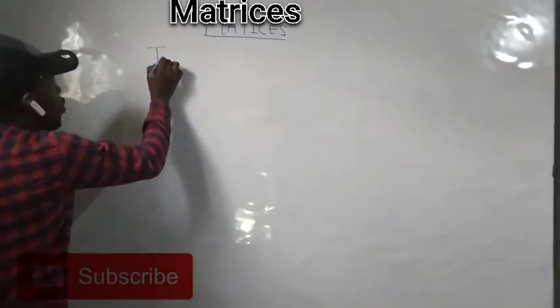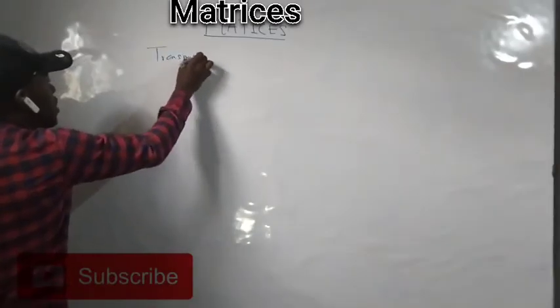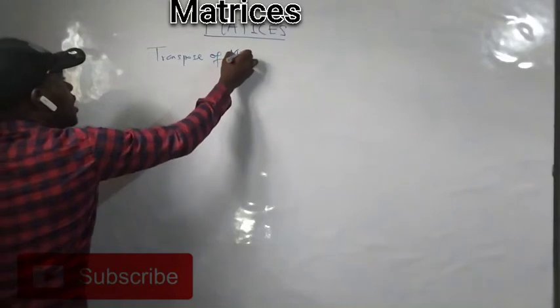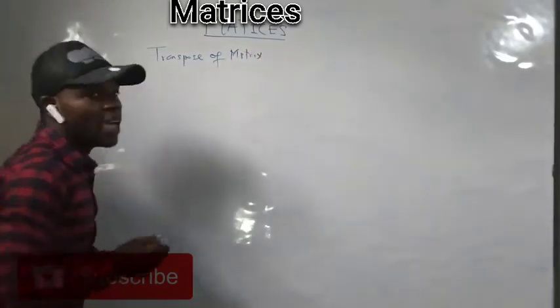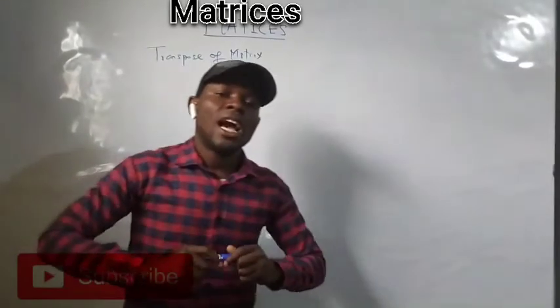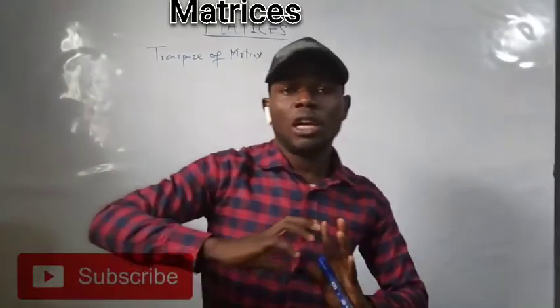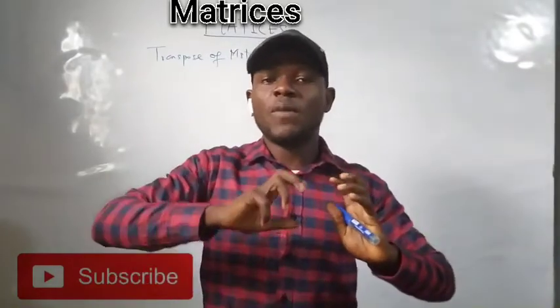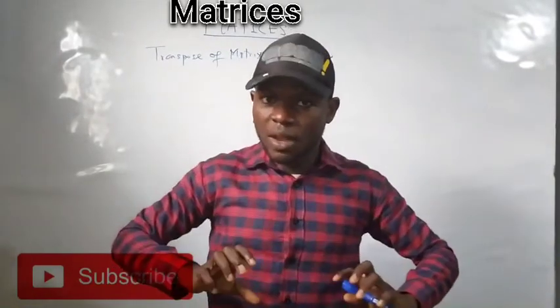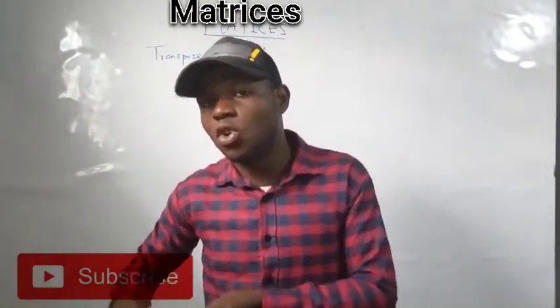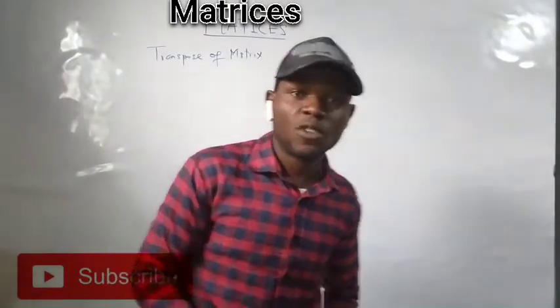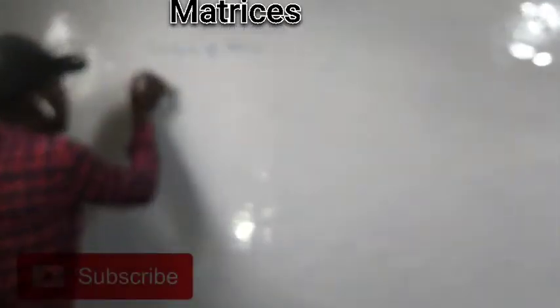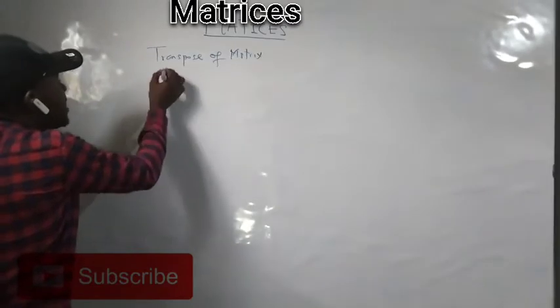Now, the other type of matrix we are going to discuss is called the transpose of a matrix. What is the transpose of a matrix? You are given a matrix, and you turn each row of that matrix into a respective column. Such a matrix becomes the transpose of the matrix. Given the matrix A, the transpose of matrix A is denoted by A^T.